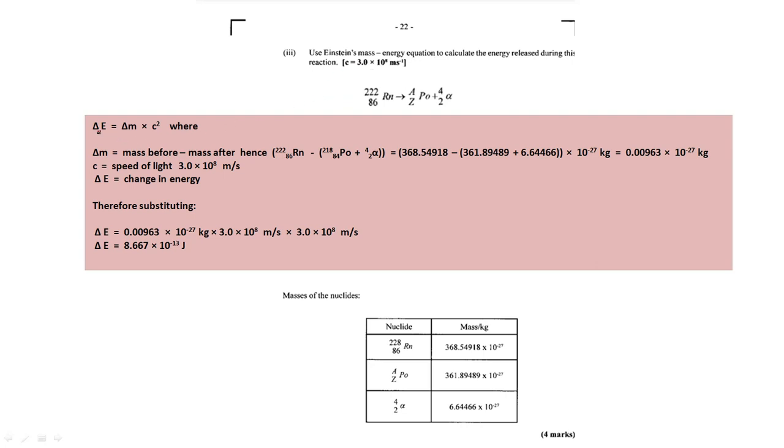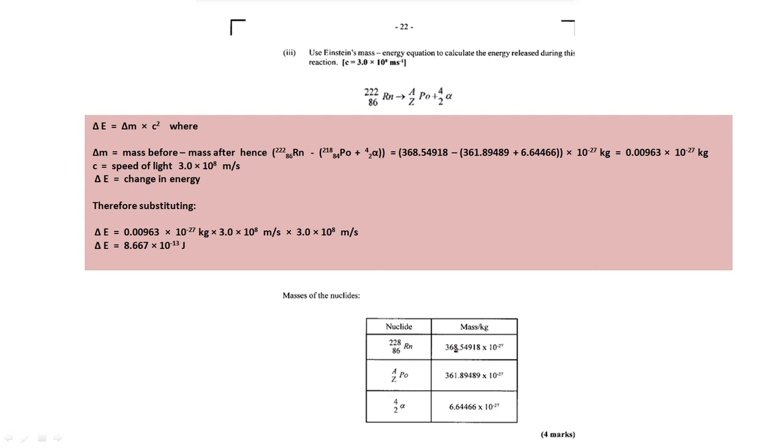Then they said, use Einstein's mass energy equation to calculate the energy released during this reaction. So his equation is the change in energy is equal to the change in mass times the speed of light squared. And the change in mass is always calculated as mass before minus mass after. So seeing as how we have this equation here, I wrote it back. This equation is not on the paper, by the way. I just copied it and pasted it here, so I will have something to work with. And so we see here radon minus polonium and the alpha particle.